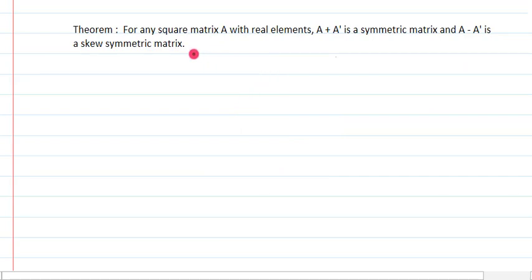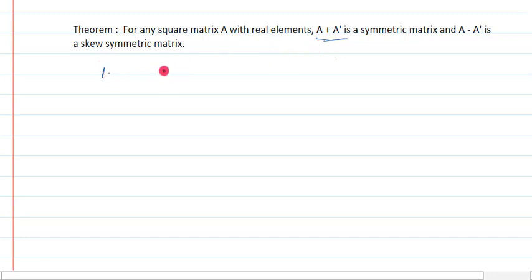Let us prove one very important theorem for symmetric and skew symmetric matrix. Theorem says for any square matrix A with real elements, the elements of this matrix should all be real, A plus A dash is a symmetric matrix and A minus A dash is a skew symmetric matrix. Means to say A plus A transpose, the addition of a matrix with its transpose, is always a symmetric matrix, and the difference of a matrix with its transpose is always a skew symmetric matrix. First of all, let us prove this theorem in general, and then we'll prove it by taking one example.